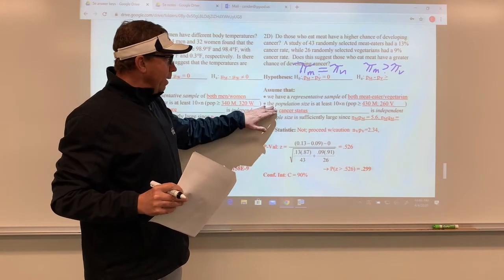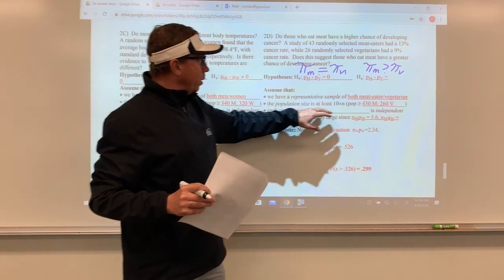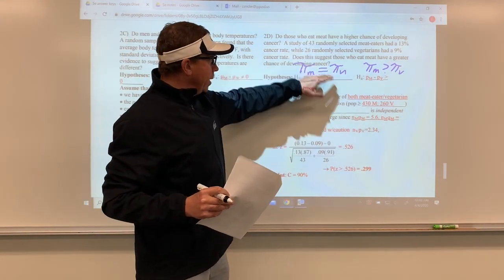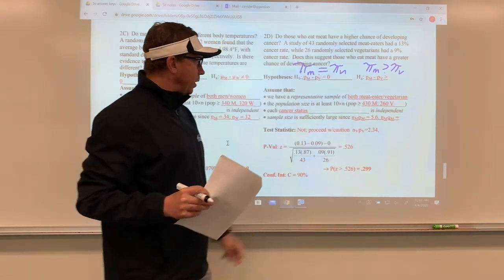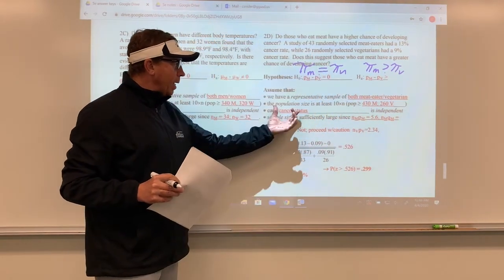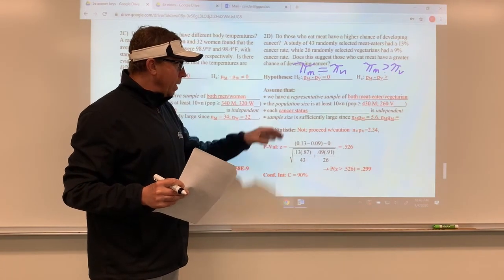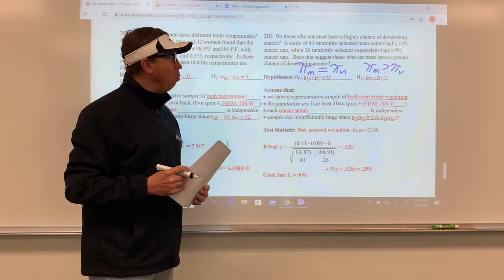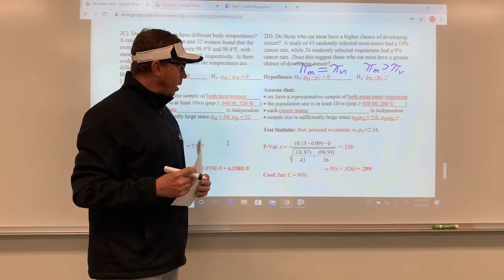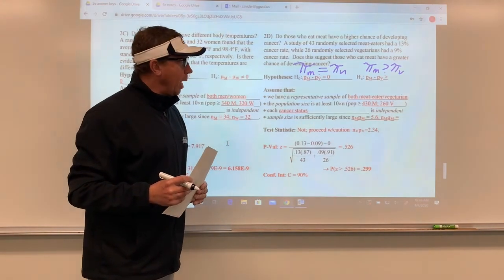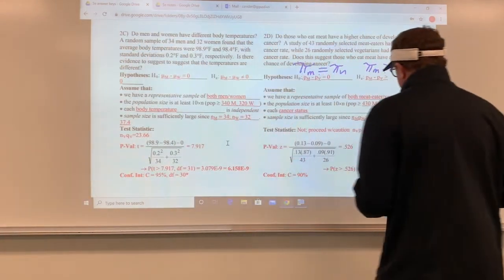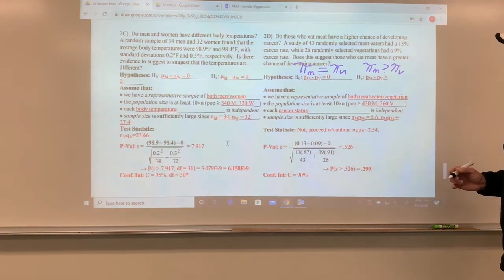We didn't violate the 10% rule because there's certainly more than 430 meat eaters and more than 260 vegetarians out there. Each cancer status is independent. And then you have to check np greater than 10 and n(1 minus p) greater than 10. You have to do that a couple of times, okay? That's a little bit of a pain, but I'll go ahead and do that for you.